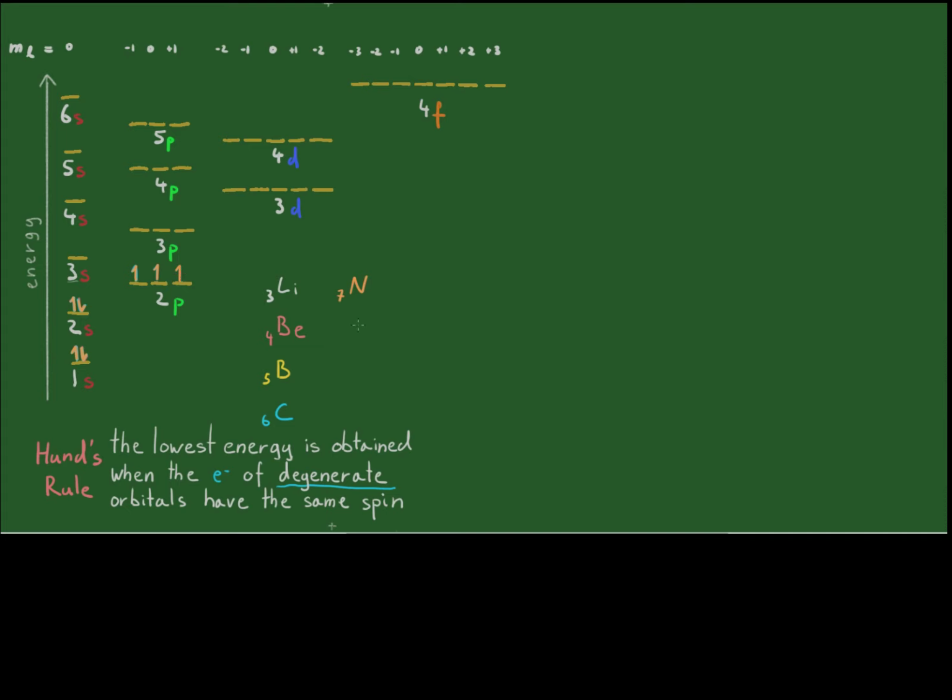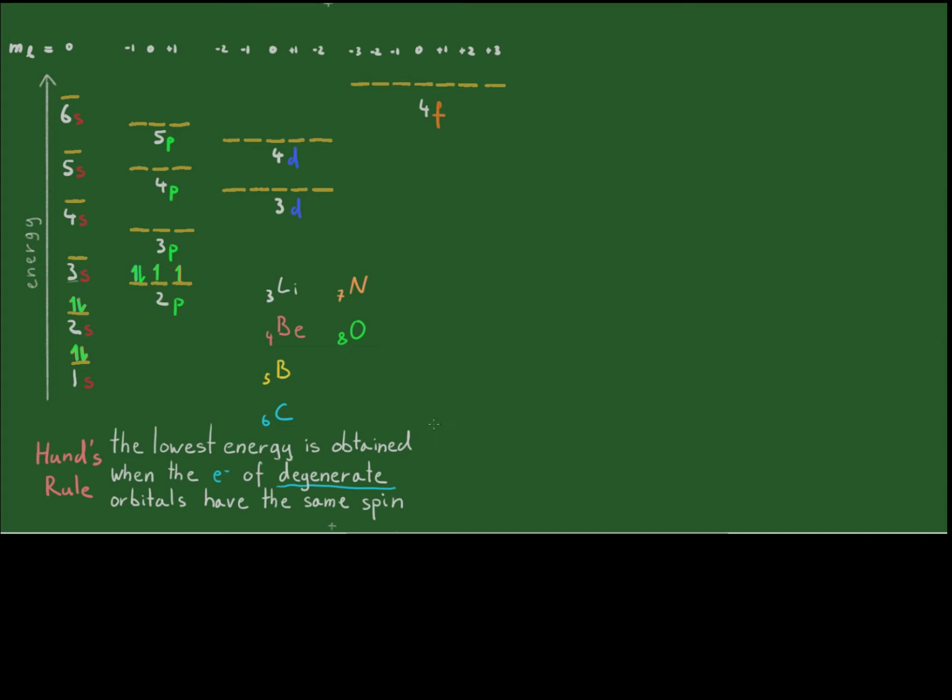Next one is oxygen. Oxygen has 8 protons and therefore 8 electrons. So once again, we start with 1s. Then we go 5, 6, 7, and the 8th one now occupies this 2p orbital with the electron spinning down.